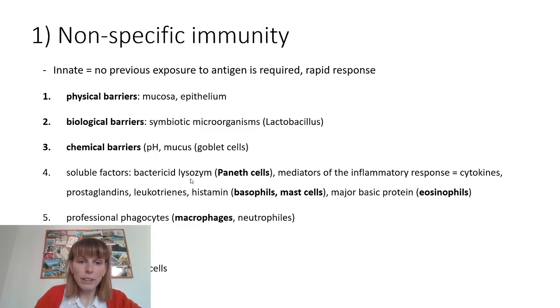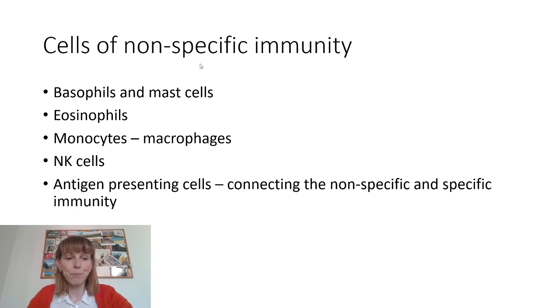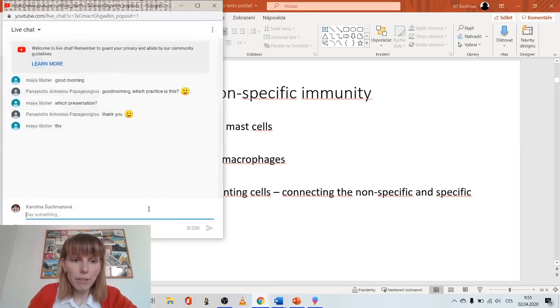So once you destroy the bacterium, you, for example, phagocytose it, then you need to let the rest of the immune system know what kind of bacteria it was. So you present parts of the antigens to other cells, and that we will get there in the specific immunity part of the lecture. Let me see if everything is clear.